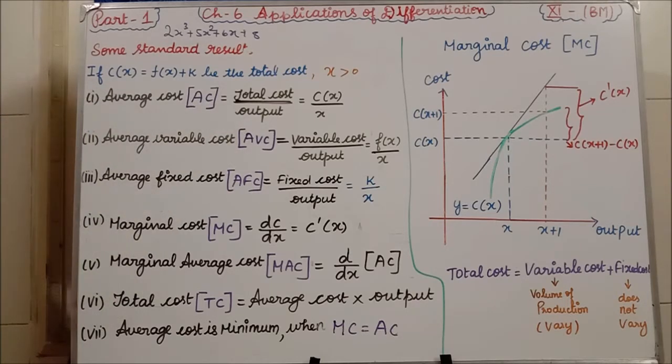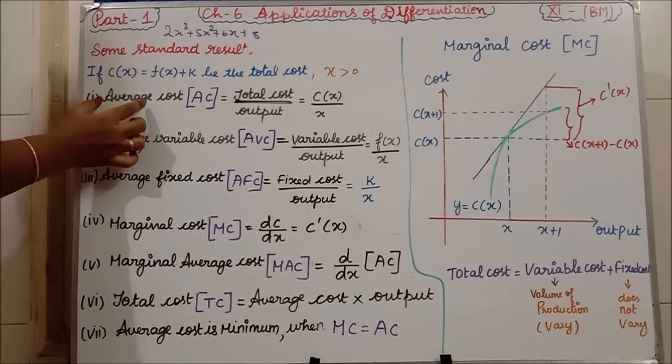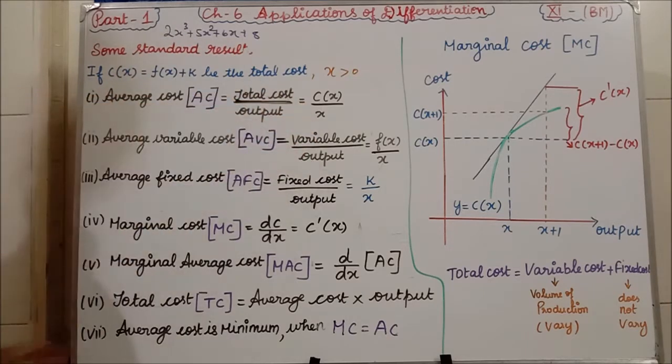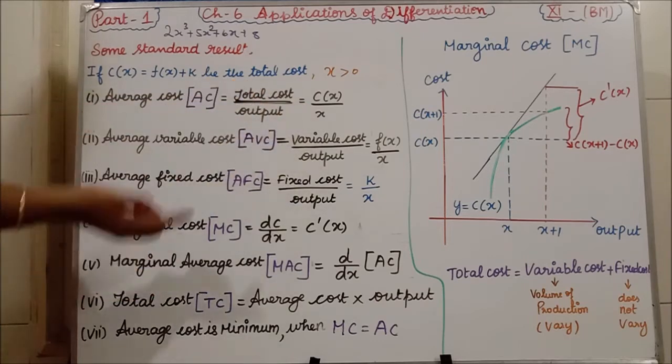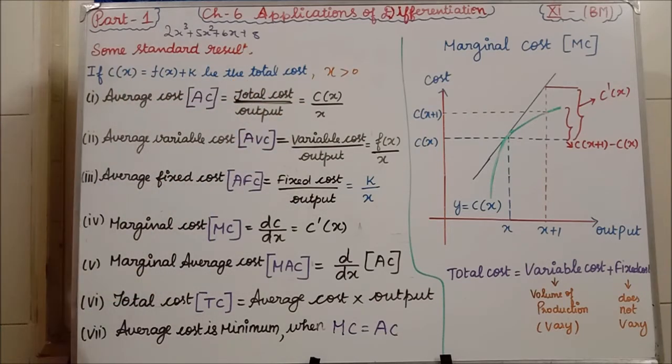Now we will see the first one, average cost. Average cost is equal to total cost divided by x, where total cost is C of x. Students, these results are very important. Only if you know this can we apply it in the exercise. You need not learn this by heart; it is very simple and easy. Now listen carefully. Average cost: when average comes, you have to divide by x. Average cost means cost divided by x, and cost is nothing but C of x.